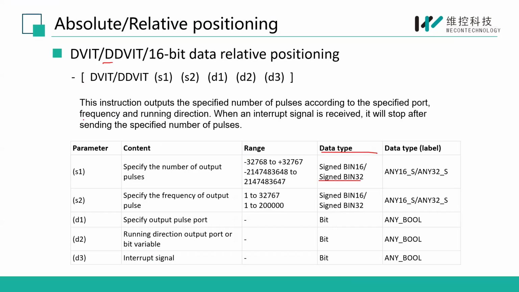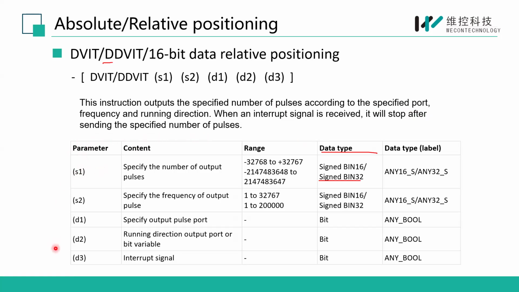And this instruction outputs the specified number of pulses according to the specified port, frequency, and running direction. When an interruption signal is received, it will stop after sending the specified number of pulses.